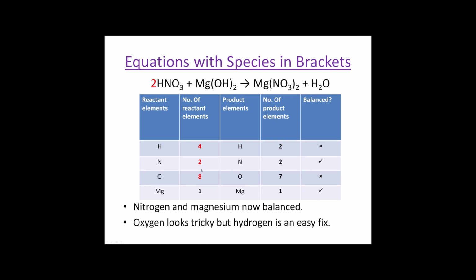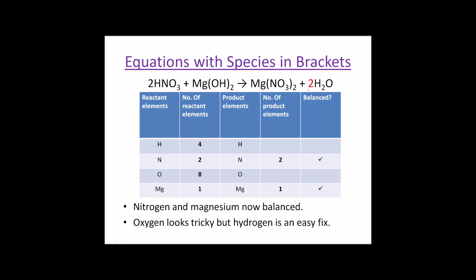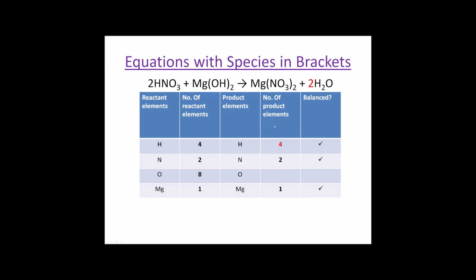So we've balanced our nitrogens, hydrogen and oxygen still unbalanced. Okay, the oxygen looks tricky with 8 to the 7, but the hydrogen's an easy fix, so we'll start with that. We can see we've now got 4 hydrogens on the reactant side, 2 hydrogens on the product side, so we need to double the amount of hydrogens on our product side by putting a big number 2 in front of H2O. Now this is going to change the number of product elements we have. So the number of hydrogens now is 2 times 2 is 4, so that's balanced. Our number of oxygens is 2 times 1, which is 2, plus our 3 times 2, which is 6, which is 8 oxygens, so that's balanced.